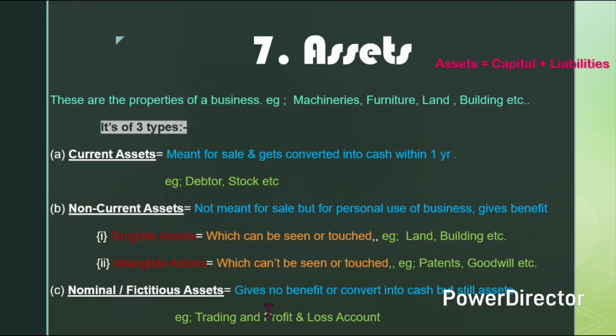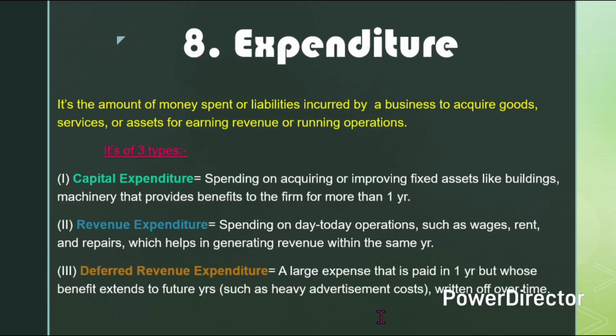So they don't give a direct benefit, but they are too recorded in the books of account, like trading and profit and loss account. Next we have expenditure. Expenditure is the money spent or liabilities incurred by a business to acquire goods, services or assets for earning revenue or running operations in the particular business. It's of three types: capital expenditure, revenue expenditure, and deferred revenue expenditure.